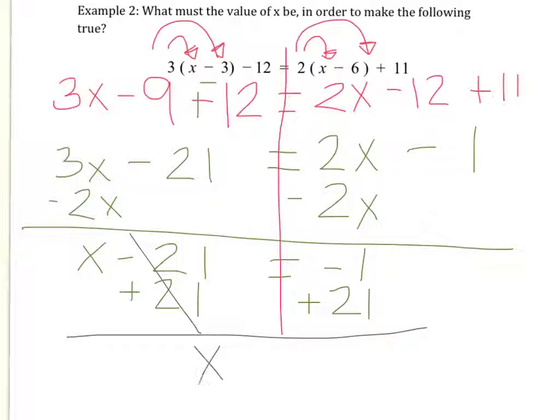I'm left with x equals, on the right side I have negative 1 plus 21. I'm just going to rewrite it horizontally. Negative 1 plus 21. Notice my signs here are different. I have a negative and a positive. I'm going to subtract. So in my mind, I'm going to do 21 minus 1. And that's going to give me 20. I'm going to look. I have negative and positive. My larger number was positive, so my answer is a positive 20.